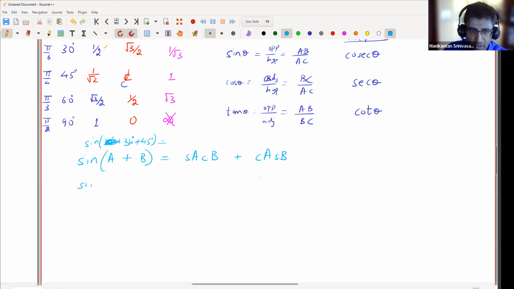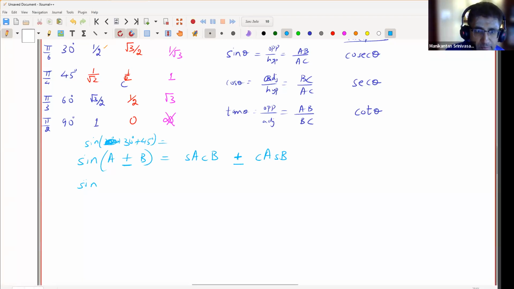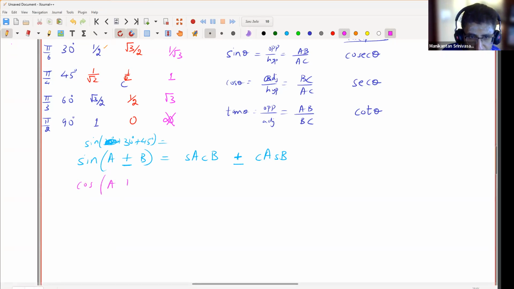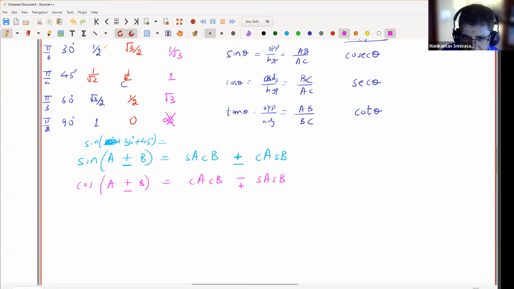Okay, similarly, sine of a minus b will be sine a cos b minus cos a sine b. So in the same formula, I can write two formulas. Sine of a minus b is sine a cos b minus cos a sine b. Okay. Similarly, if I have cos of a plus b, it's cos a cos b minus sin a sin b. So it's reversed. And cos of a minus b is cos a cos b plus sin a sin b.